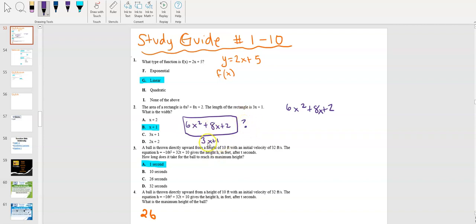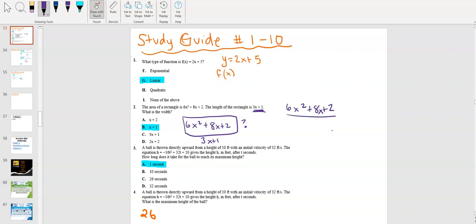To find the area of a rectangle, we need to do length times width. So I'm looking for a product of two binomials that would multiply to equal this trinomial. There's a couple different ways that we can do this. One of the ways is guessing and checking all of these answers times 3x plus 1 and seeing which one equals the 6x squared plus 8x plus 2.